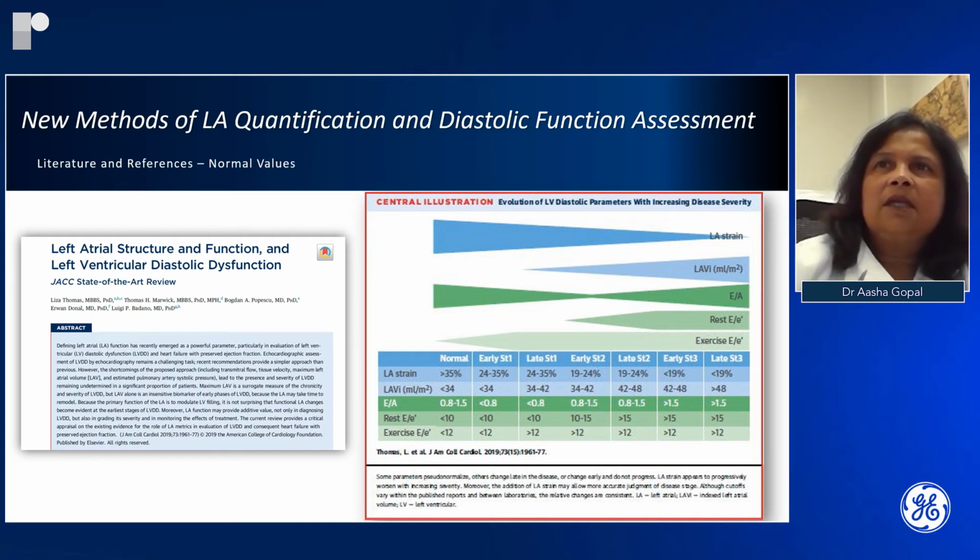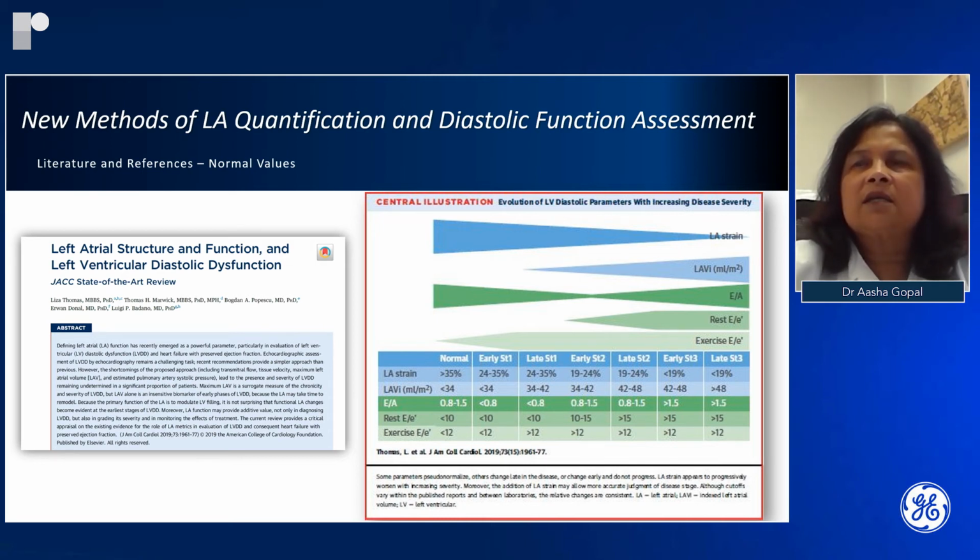So what do all these numbers mean? So this paper by Thomas et al. clearly shows that left atrial strain is more sensitive than LA volume index for detecting diastolic dysfunction, which in turn is more sensitive than spectral Doppler and tissue Doppler indices. You see going from left to right on the slide, normal, and then early stage 1, late stage 1, early stage 2, late stage 2, and so on.